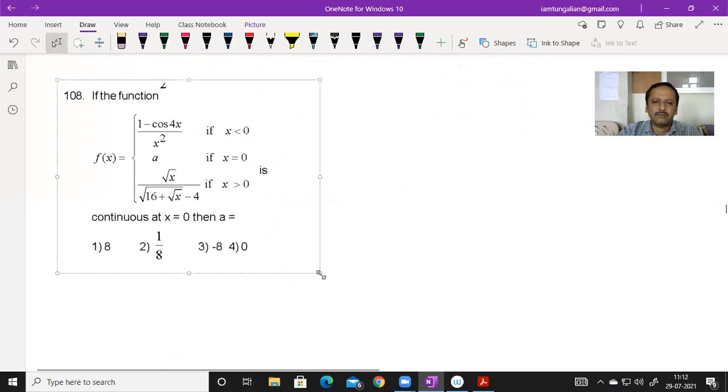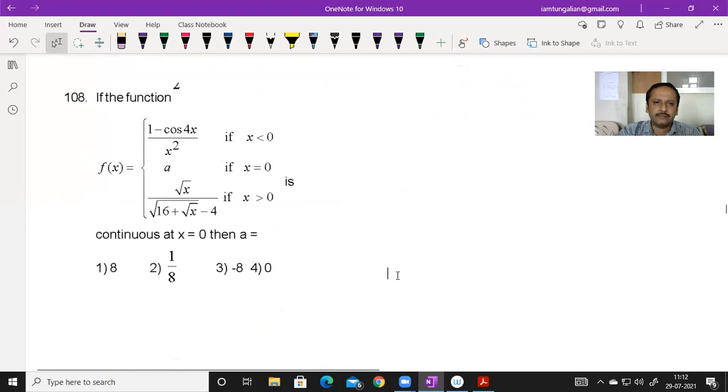Okay. Now look at question number 108. If the function f(x) is equal to (1 - cos 4x) / x^2 if x is less than 0, a if x is equal to 0, and root x divided by (root of (16 + root x) - 4) if x is greater than 0, is continuous at x = 0, then find a.